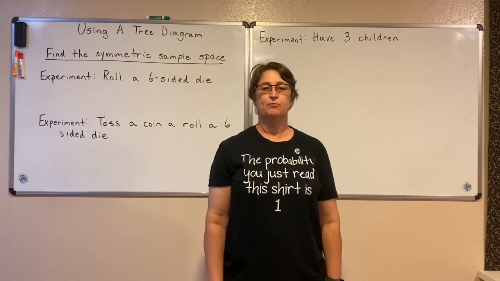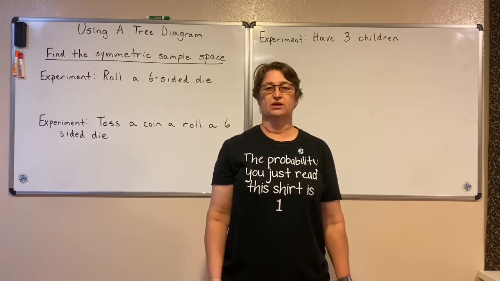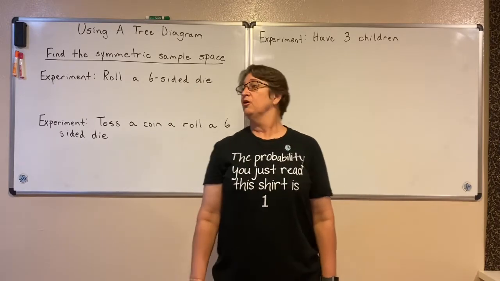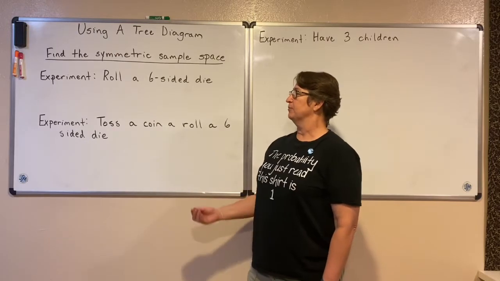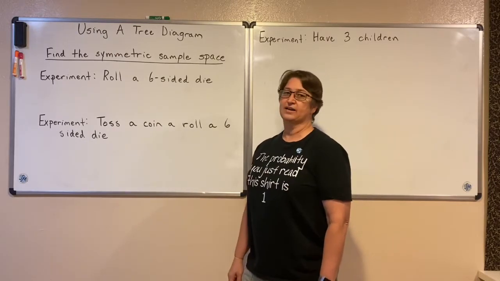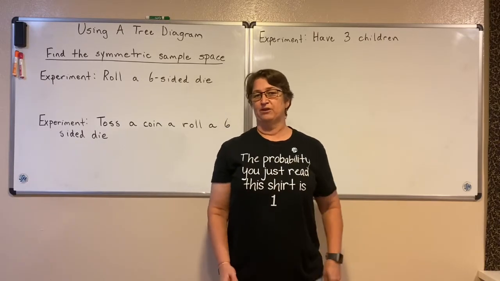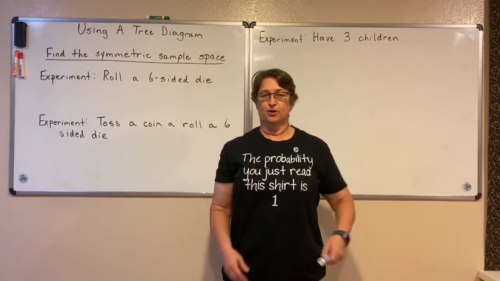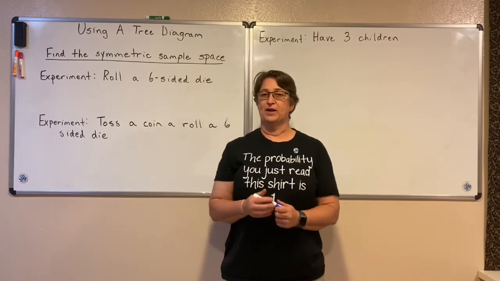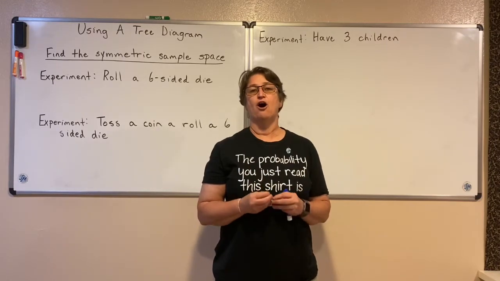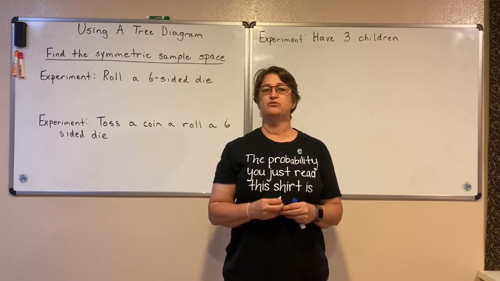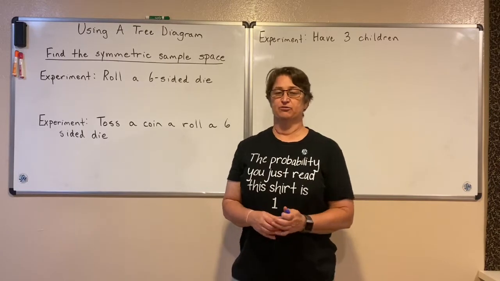Let's look at sample spaces and symmetric sample spaces. First, we have an experiment where we roll a six-sided die. Let's create just the sample space of that experiment. Remember, a sample space is just the set of all outcomes that are possible from the experiment.